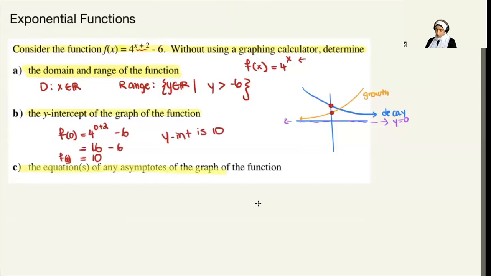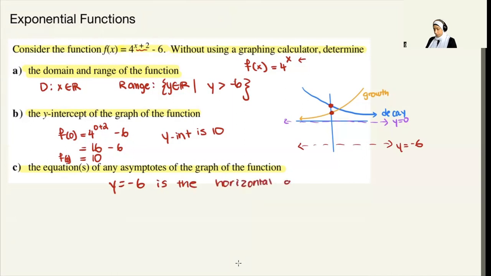Next one, the equations of the asymptotes of the graph of the function. Well, there's only one asymptote, which is horizontal. We don't actually have vertical asymptotes with exponential functions. And we already identified this. The asymptote moved down here. It became y is equal to negative 6. So just y is equal to negative 6 is the horizontal asymptote.